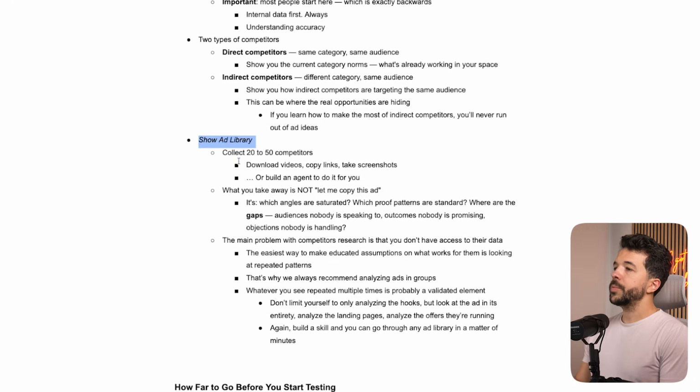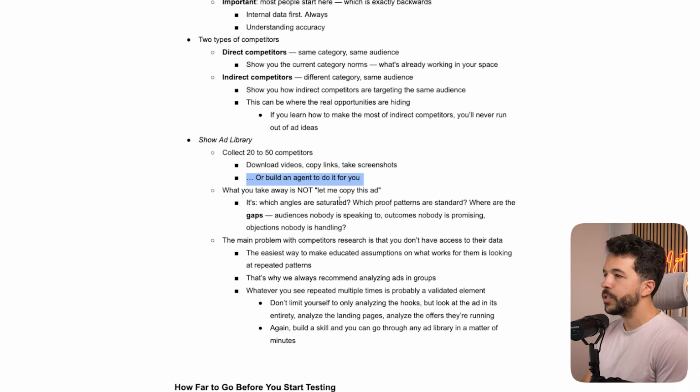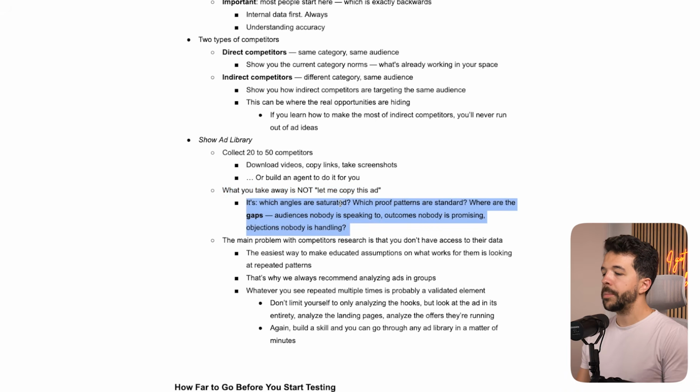So usually what you want to do is collect 20 to 50 competitors. You want to download their videos, copy links, take screenshots, take it as transcripts as well, or as I said before, you can build an agent to do it. What you take away is not let me copy this, but it's more about what are the angles that are saturated in my niche? What are the angles that are repeated for my competitors? Which proof patterns are standard? Where are the gaps? Audiences nobody's speaking to, outcomes nobody's promising, objections that nobody is handling.